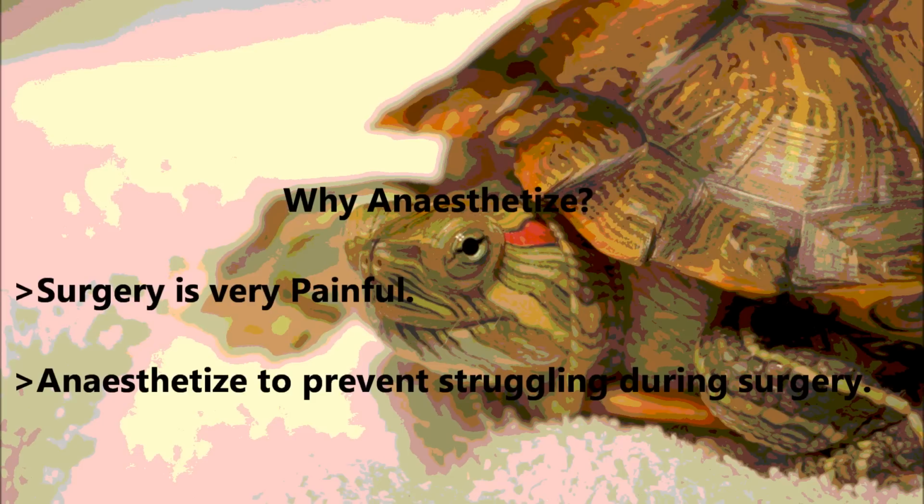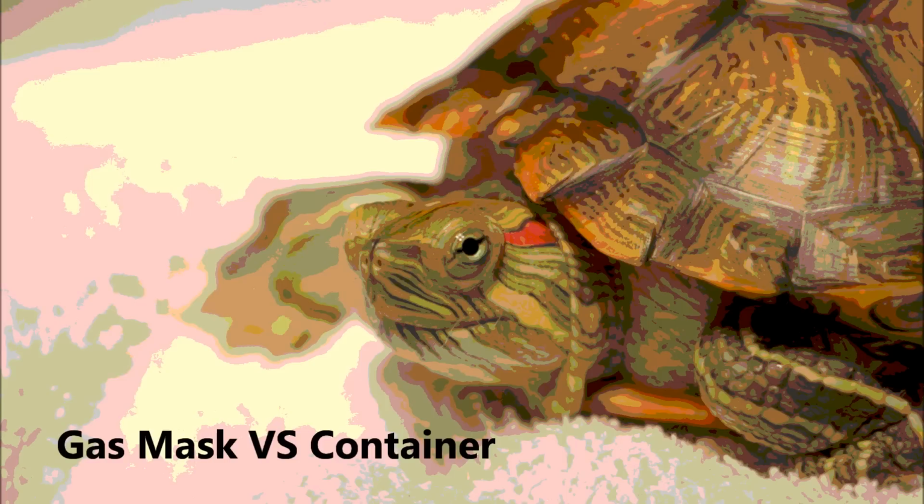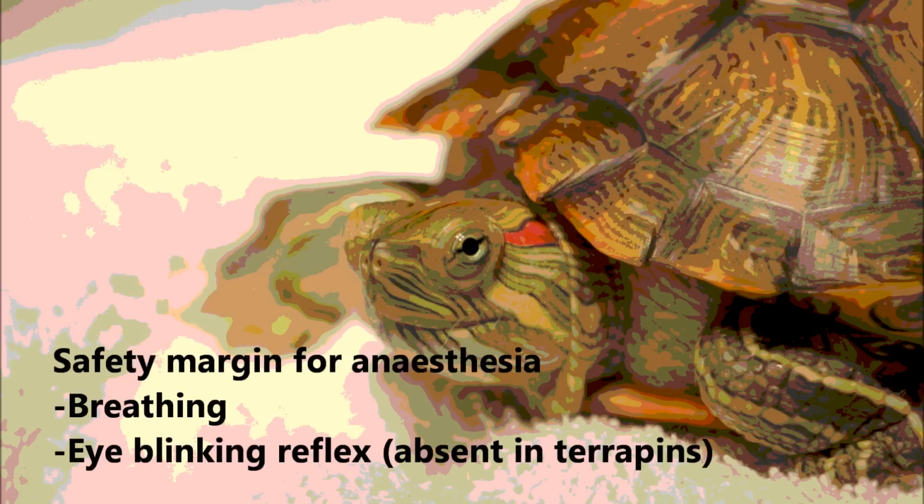Before surgery, the terrapin was anesthetized using isoflurane and oxygen gas. This is needed as surgery is very painful, and we need to anesthetize the animal to prevent it from struggling during the surgery itself. In this case, we also use a container method over a gas mask method, as it is very hard to observe breathing and also the eye blinking reflex in terrapins, increasing the risk of an overdose from the anesthesia. So, let us now watch a video of how the terrapin was anesthetized.